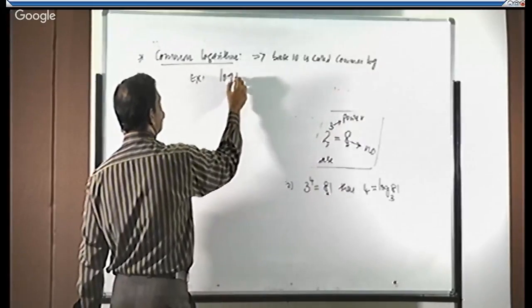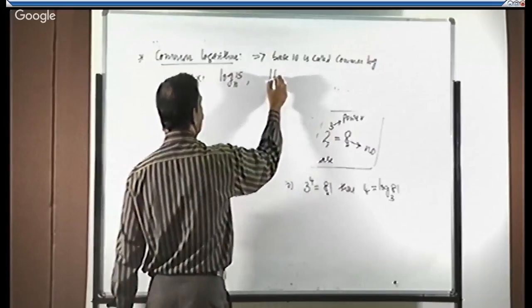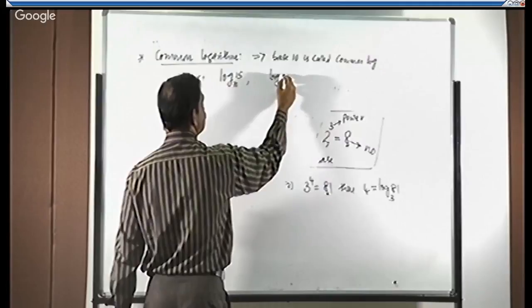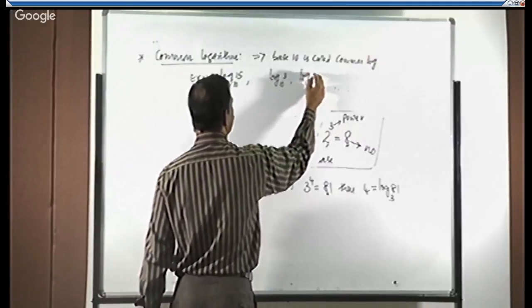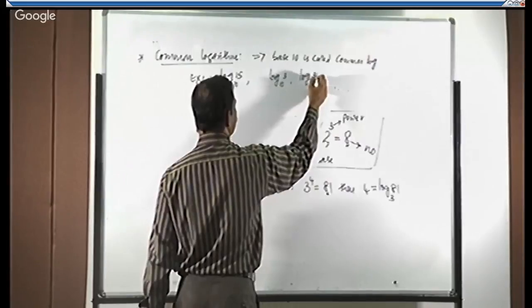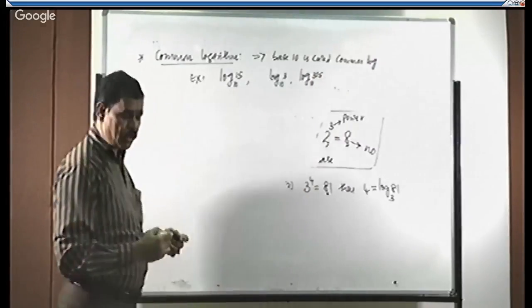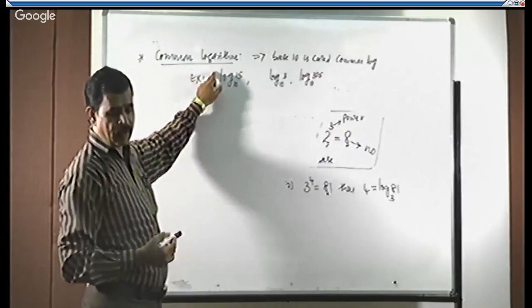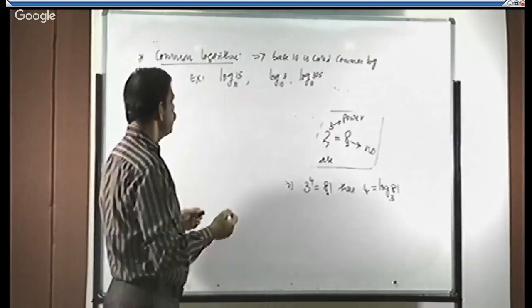Log of 15 to the base 10. Log of 3 to the base 10. Log of 305 to the base 10. They are all common logarithms. So this was invented by Henry Briggs.